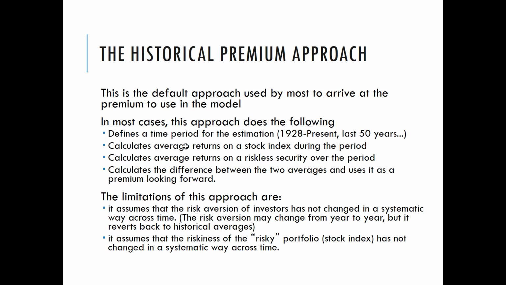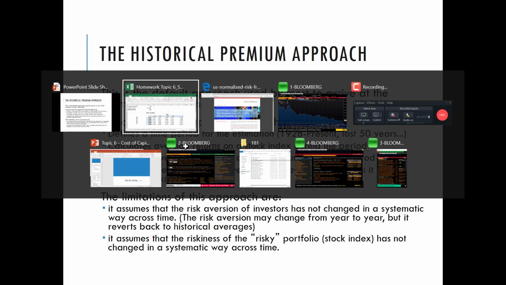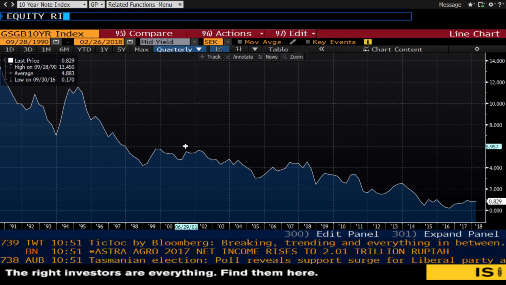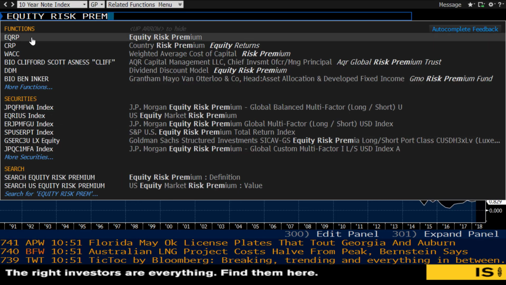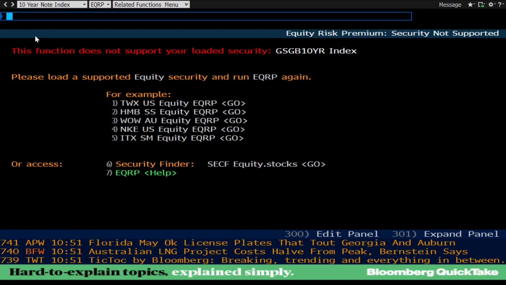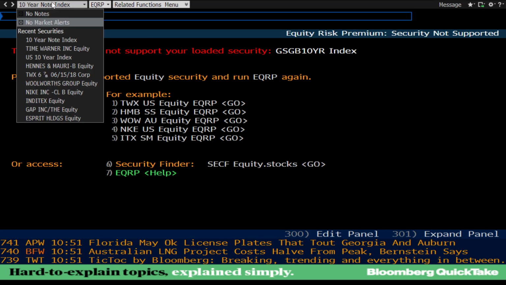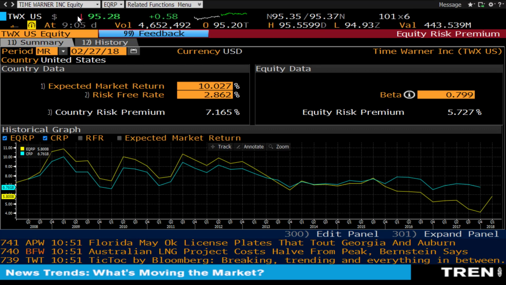So if we're going to look at the returns of the market versus the return of the firm, let's see, if I go to Bloomberg and I type in equity risk premium, there's a function called EQRP, and if you just type in the words equity risk premium, you'll find it. It graphs, okay, so I'll go to Time Warner Inc. Basically it has looked at the equity risk premium for Time Warner by plotting the returns of the market versus that of a risk-free rate.